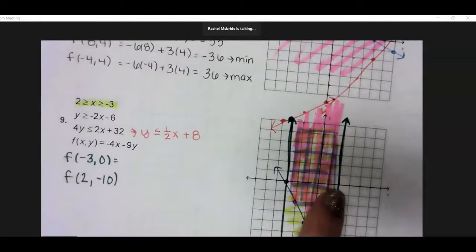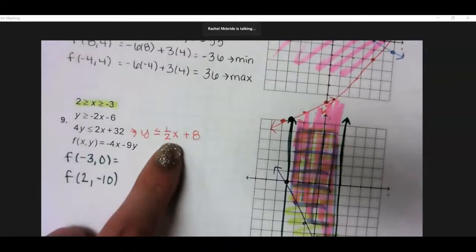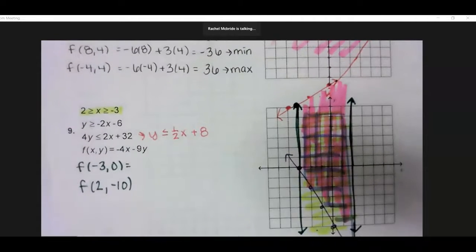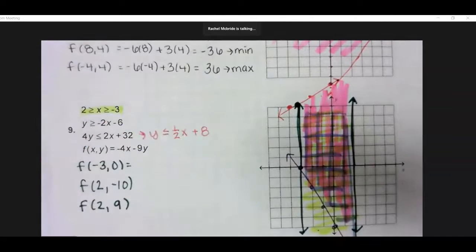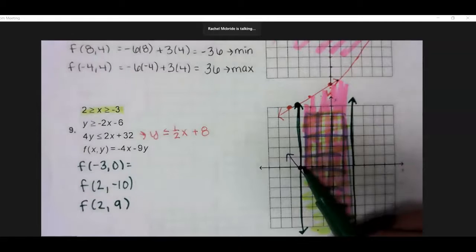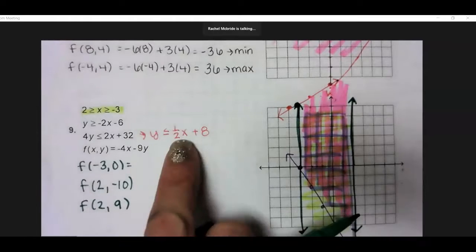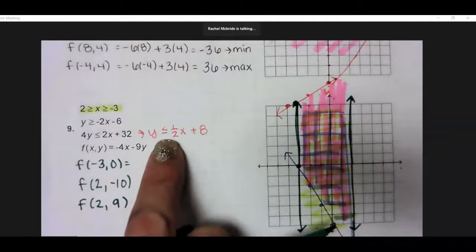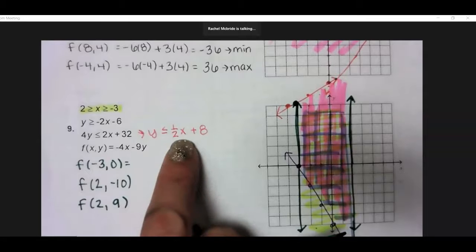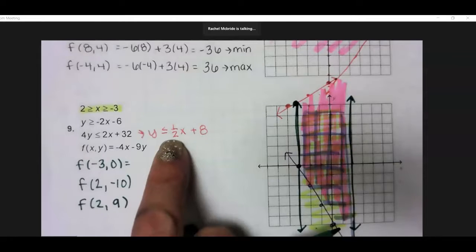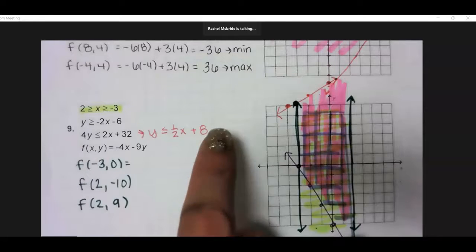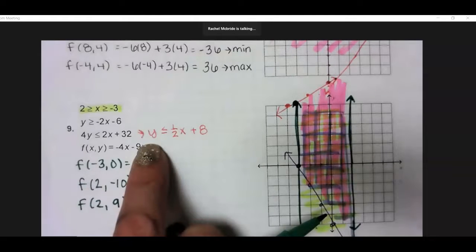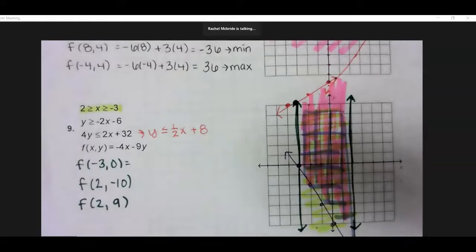And then same with this green line and the red line. We know that this is x equals 2. So you could plug 2 in here. 2 times 1/2 is 1. 1 plus 8 is 9. And our other point, like I said, occurs at -3. So that is plugging -3 into that purple graph. So you'd have -3 times 1/2, which is -1.5, plus 8. So you take 8 minus 1.5, and you get 6.5.